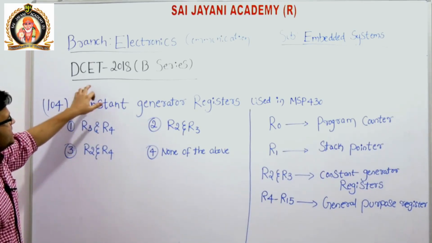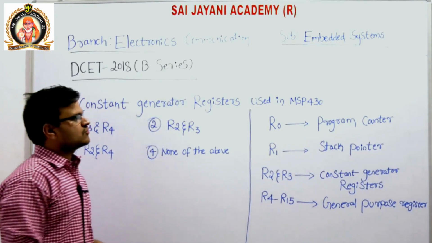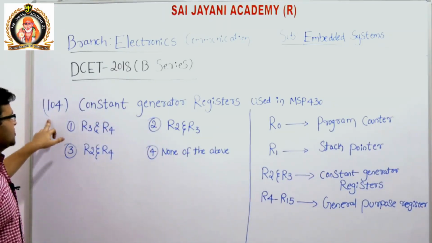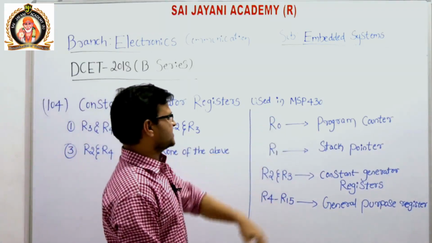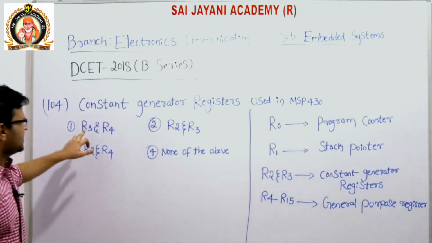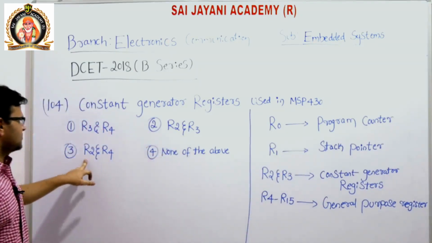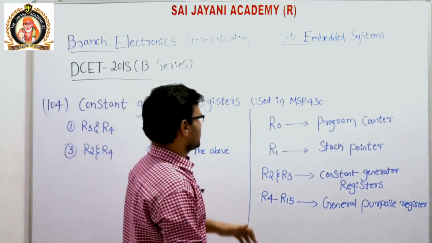For the same DCET 2018 B series, we are going to solve some of the questions on the subject embedded systems. Question number 104: the constant generator resistors used in MSP 430. The options are R3 and R4; the second option is R2 and R3; the third option is R2 and R4; and the fourth one is none of the above.